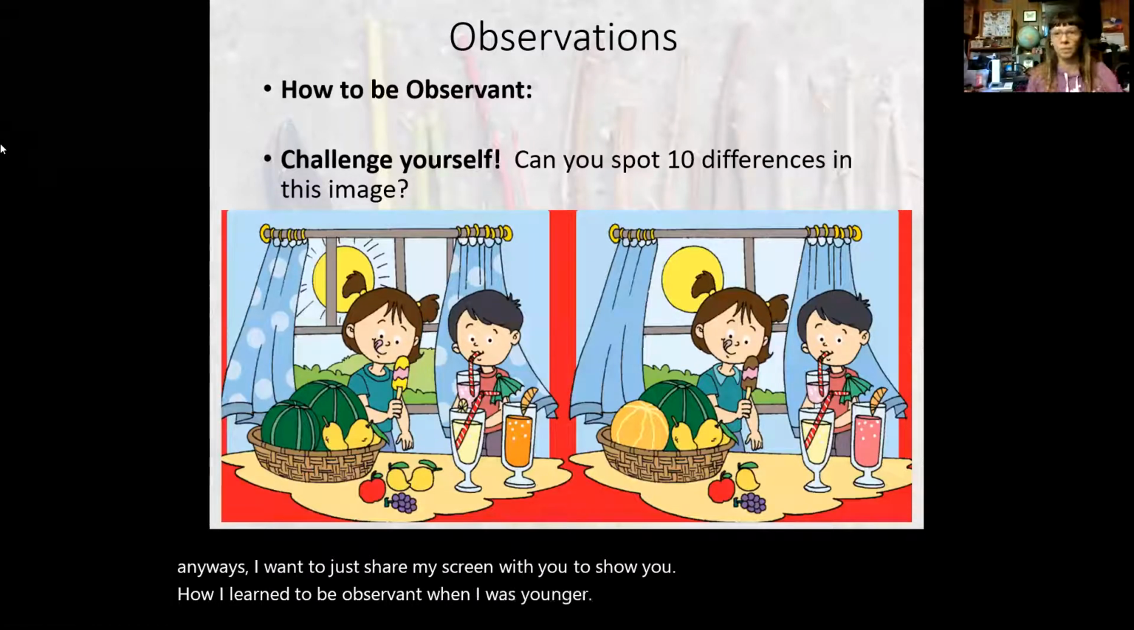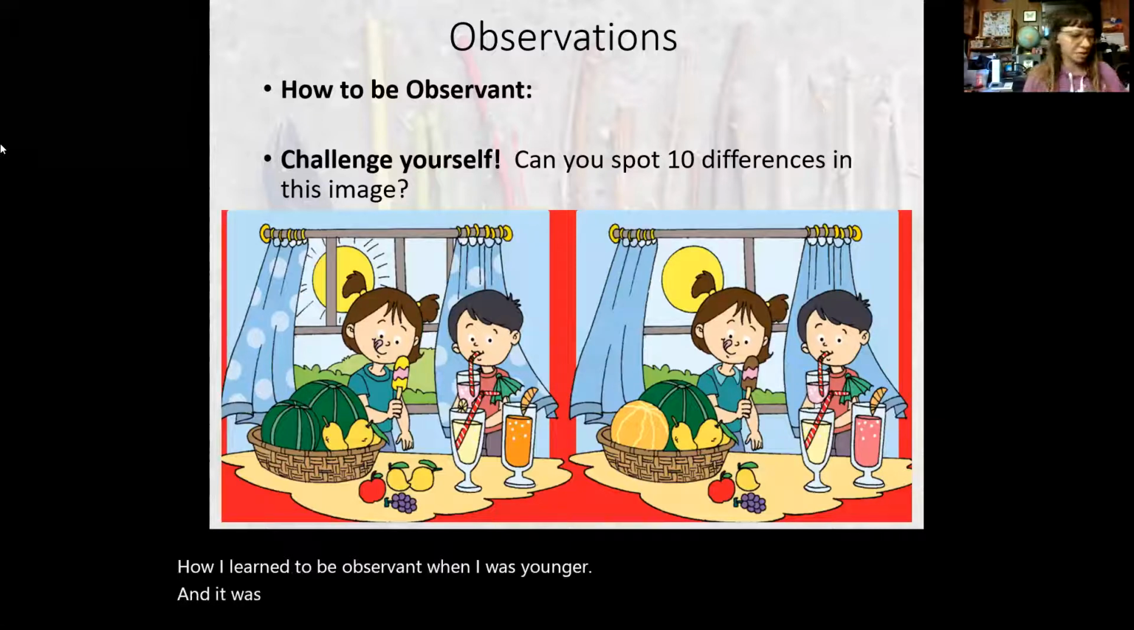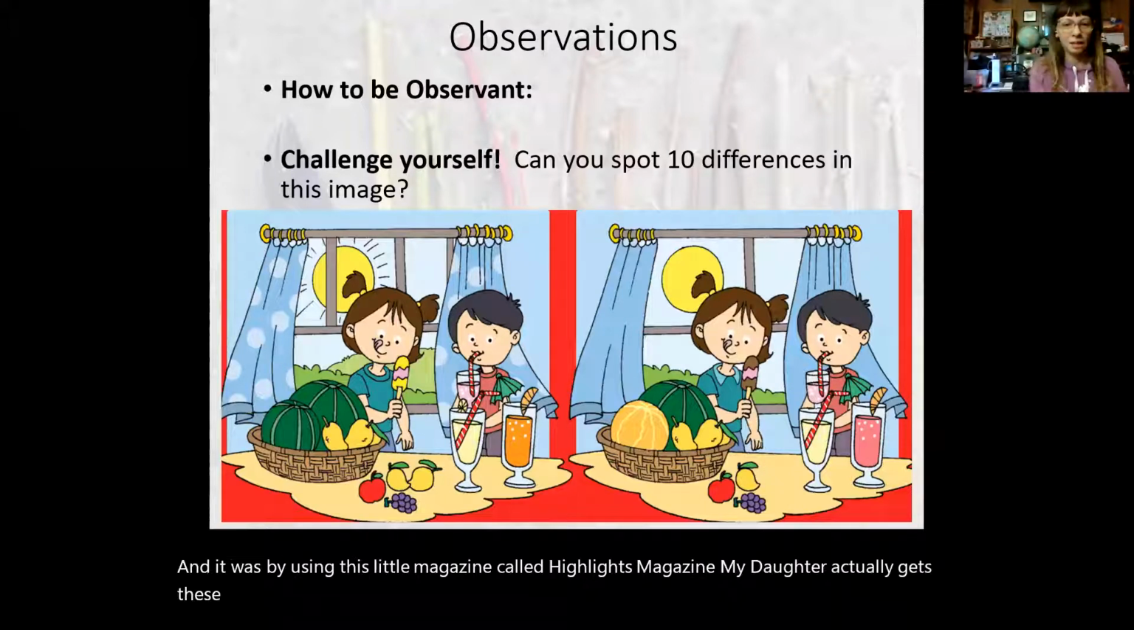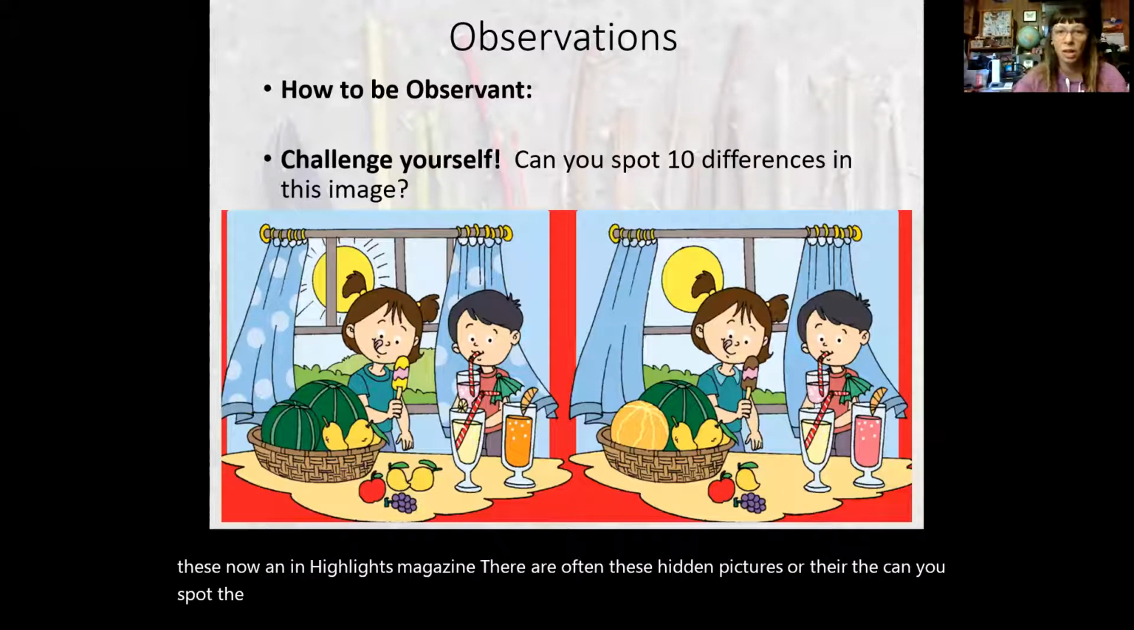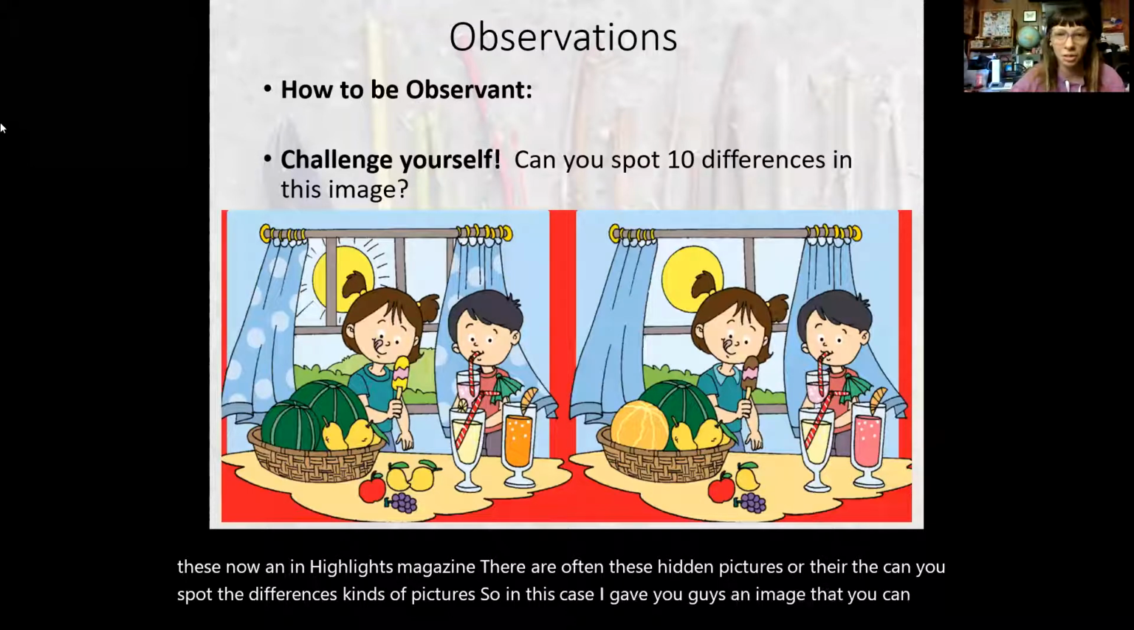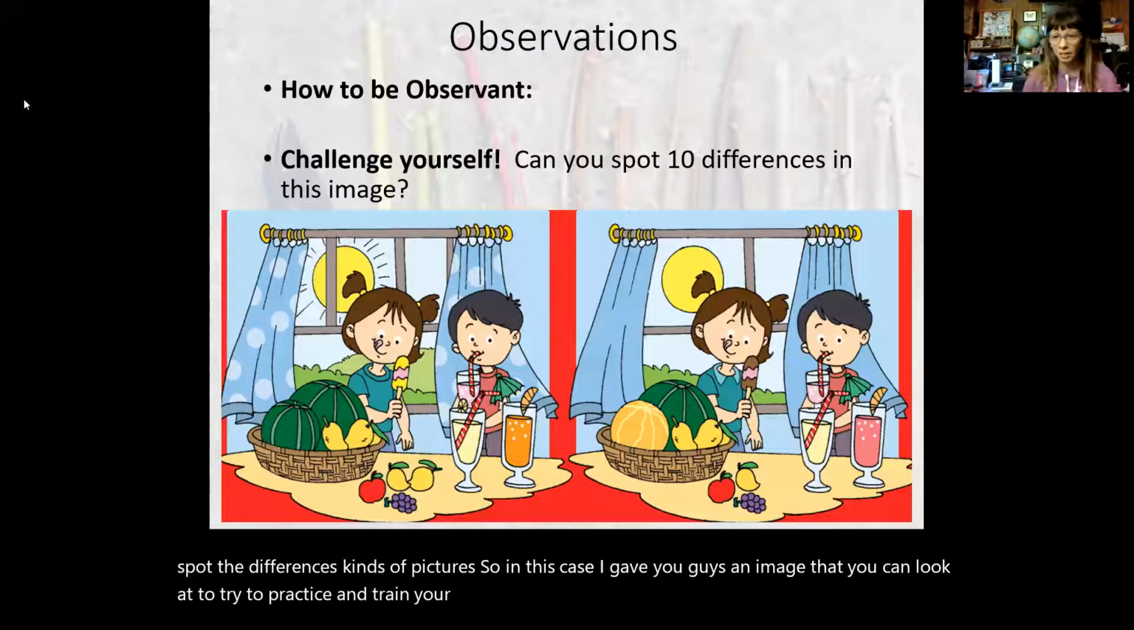So anyways, I want to just share my screen with you to show you how I learned to be observant when I was younger. And it was by using this little magazine called Highlights Magazine. My daughter actually gets these now. And in Highlights Magazine, there are often these hidden pictures, or the can-you-spot-the-differences kinds of pictures. So in this case, I gave you guys an image that you can look at to try to practice and train your eye. There should be 10 differences between these two images for you to spot.